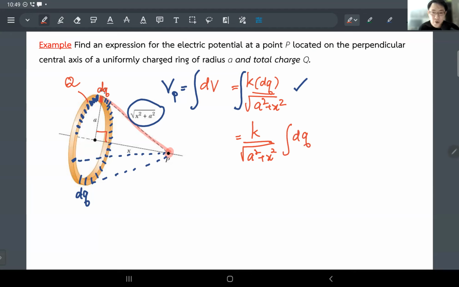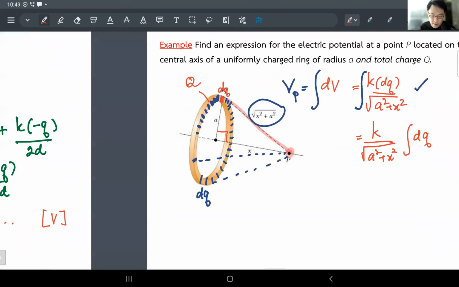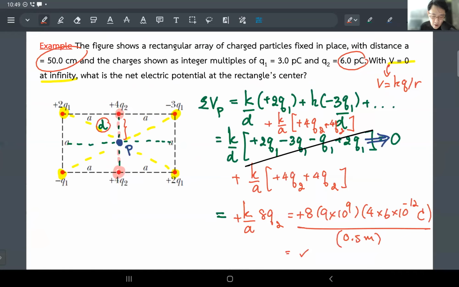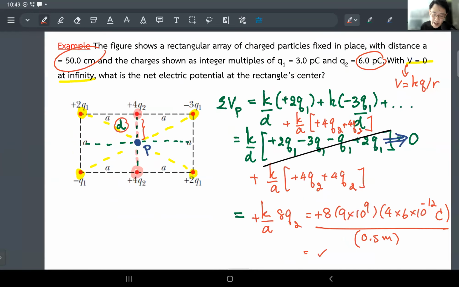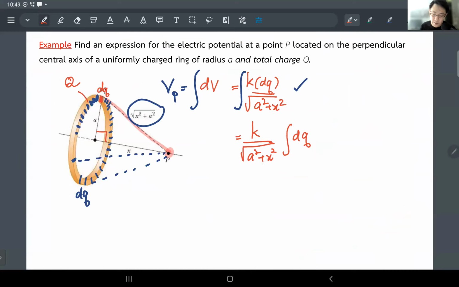With me? So it goes pretty much along the same line as what you did before, with this or with this or with this, same thing. So just pull out the common factor, and then with the rest, you just do the summation of this charge, and you said this is Q. So that's it, guys. kQ over root a squared plus x squared, and you are done. Okay.